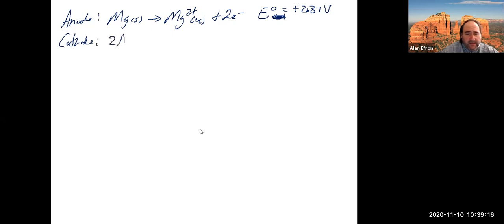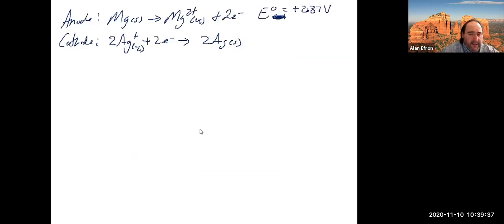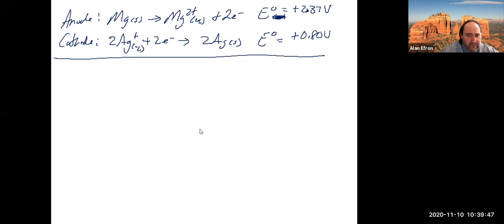Our cathode would remain the same, which would be 2 silver ions plus 2 electrons going to 2 silver solids in this case. Here, we would also need to multiply this by 2 to get our electrons to be the same. So that's where the 2's came from. By multiplying by 2, it will have no effect on the value of our E for that particular reaction. If we add this together, we can now cancel out our electrons, which is what we want to do and why we needed to multiply by 2.